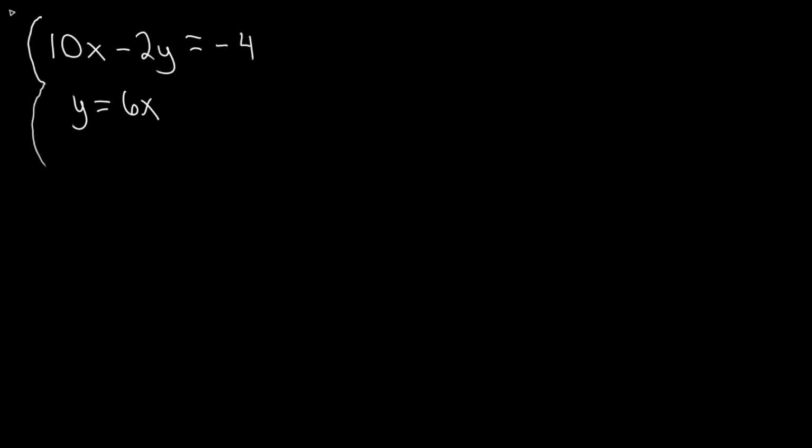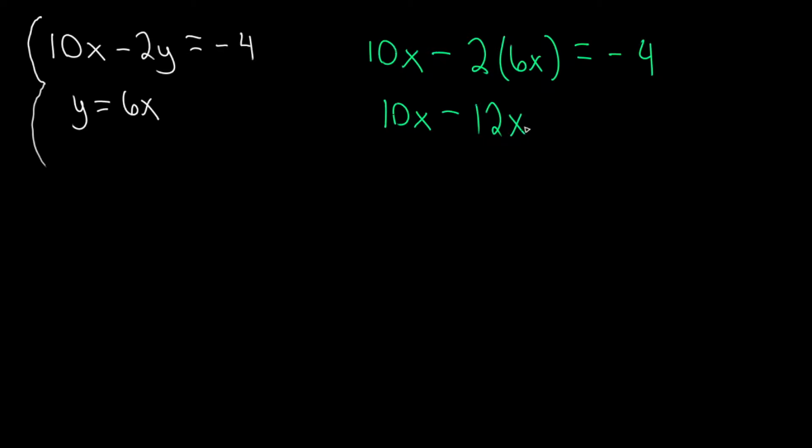Alright, I paused it to write a new equation, and we will do a much harder one after this. But let's get this one out of the way. So they gave us y, we can just plug it into our top equation. 10x minus 2 times y, which is 6x, equals negative 4. 10x minus 2 times 6x, which is 12x, equals negative 4.